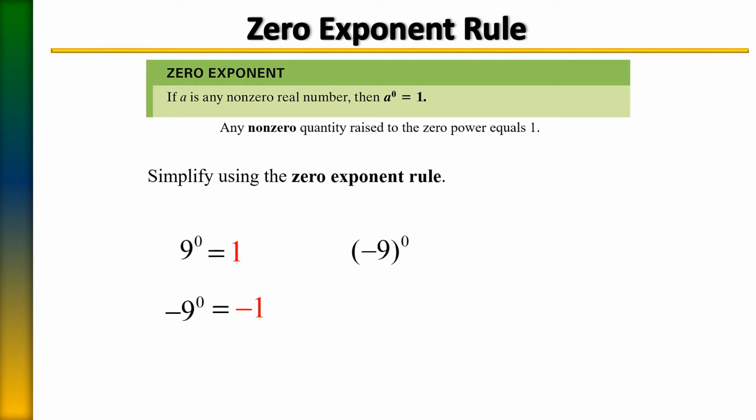Now 0 is considered to be an even number, such as 0, 2, 4, 6, 8. You're skipping every other number. And since it is considered to be an even number, anytime you have a negative raised to an even exponent, that will always equal a positive. So that's going to equal 1. Now, if we negate that, then it's going to equal -1.